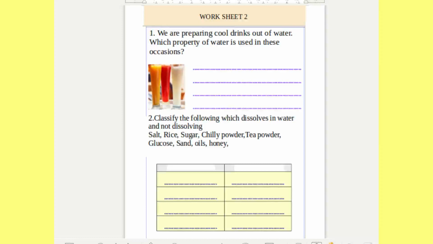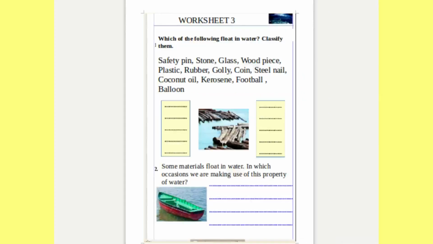Worksheet 2. We are preparing cool drinks out of water. Which property of water is used in these occasions? Classify the following: which dissolves in water and which do not: salt, rice, sugar, chili powder, tea powder, glucose, sand, oils, and honey.